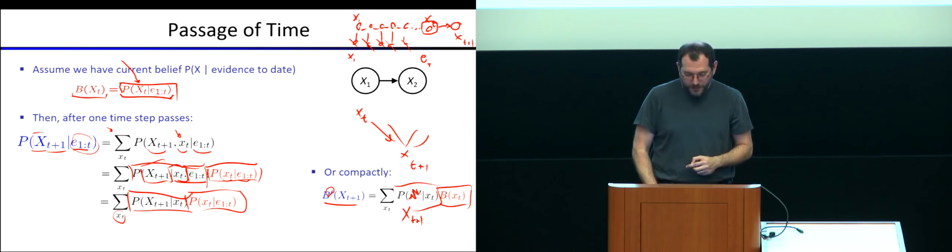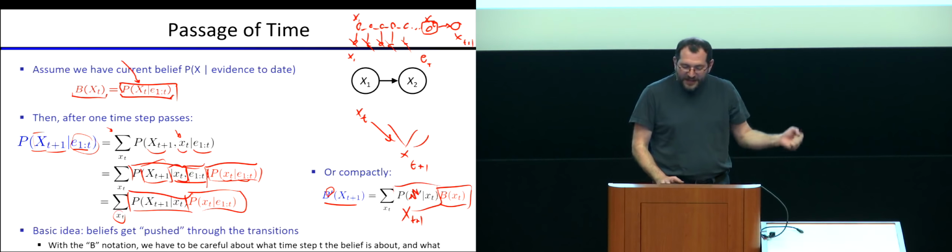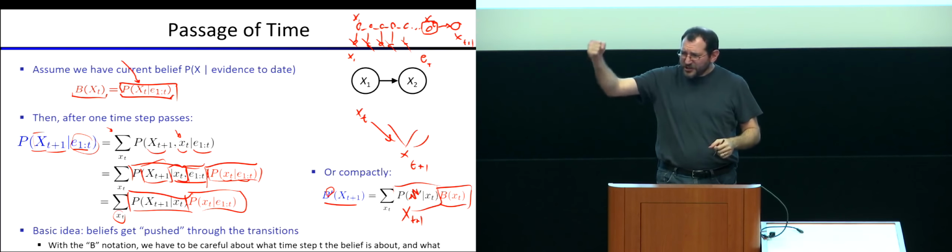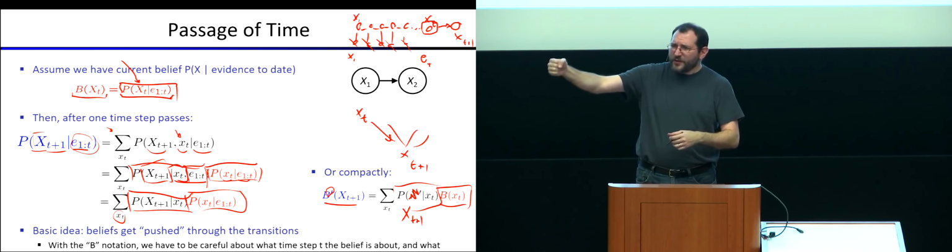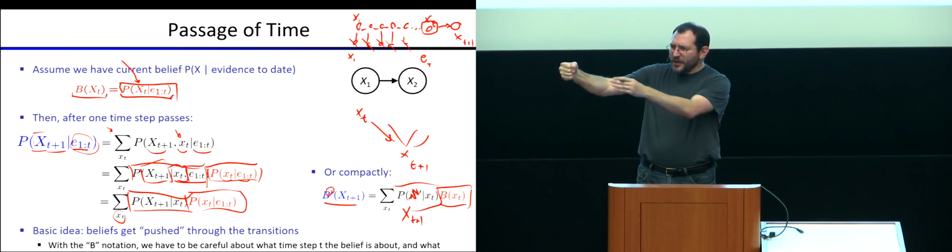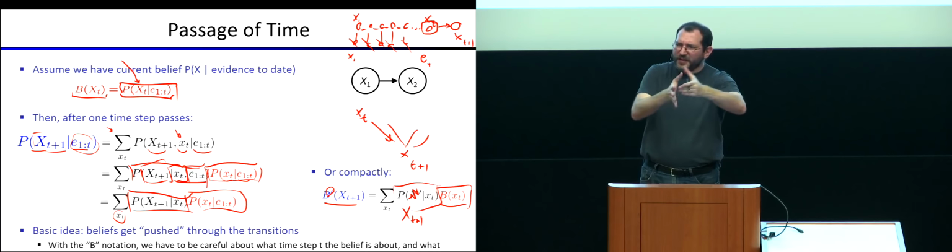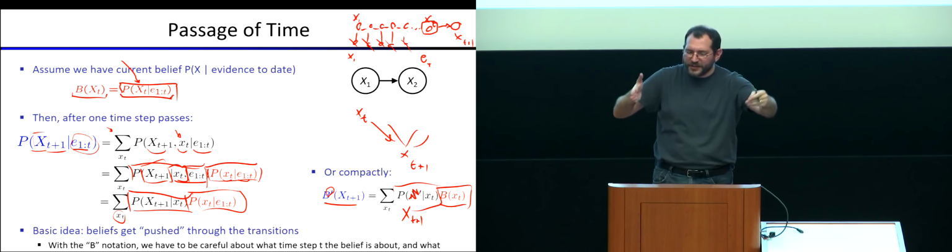Thank you. All right. So the basic idea here is you have some belief distribution, and it gets pushed through the transition. If you actually knew where the ghost was, if you knew the value of x at time t, it would be just the transition probability from there. But since you don't know, you sort of get a superposition of those transition probabilities weighted by the likelihood.